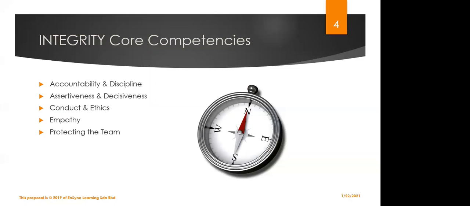Next, integrity. How do you know whether you value integrity? When you have accountability and discipline, assertiveness and decisiveness, conduct and ethics, empathy and protecting the team. Now look at this, very interesting. When we looked at the library just now, we saw the word accountability. Where does "and discipline" come from? Well, this is where you as an L&D and your leadership can sit down and create your own competency with your own definition. You don't necessarily have to just use the library, because every company is different and will need different core competencies.